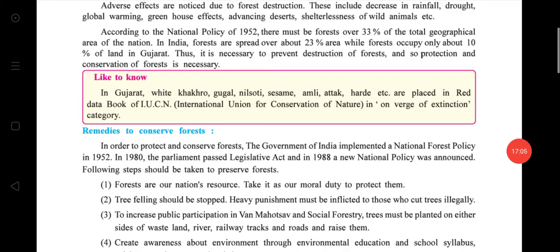Then the next topic is remedies to conserve forest. But before that, we would like to know: in Gujarat, white khakro, Google, Nilsoti, Sisam, Ambli, Atak, Herde, etc. are placed in the Red Data Book of the International Union for Conservation of Nature in the on-the-verge-of-extinction category.